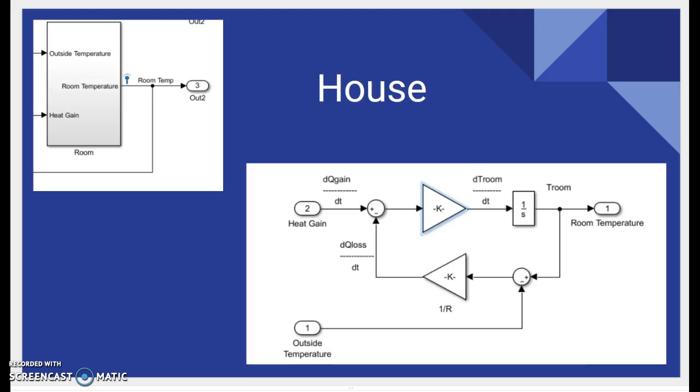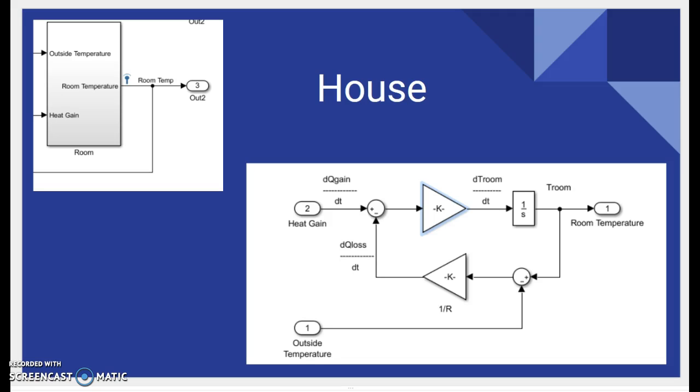The final subsystem in the block diagram is the room. The room subsystem includes a summing block. The input of the summing block is the heat gain and the calculated heat losses caused by outside temperatures. The measured outside temperature is put into the negative side of the summing block. The temperature of the room is then put into the positive side of the summing block.